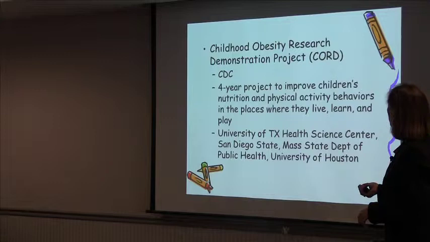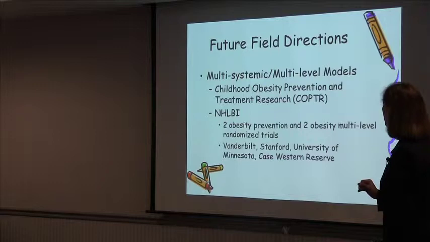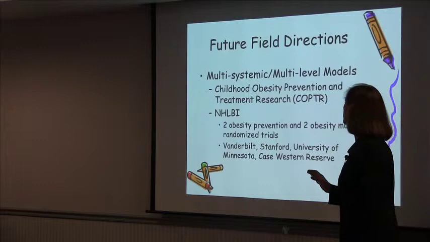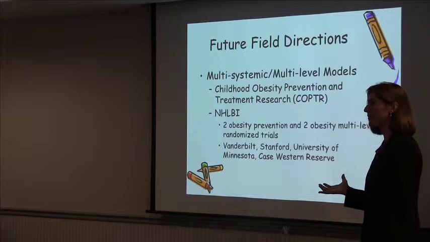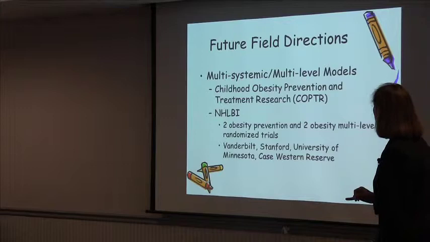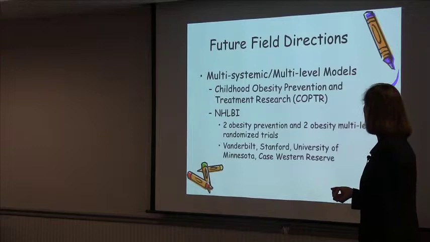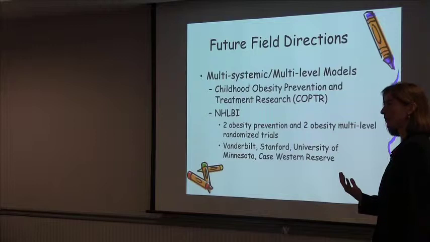So in terms of future field directions, some of the conversations I've had, NHLBI is really sponsoring work in terms of multi-systemic and multi-level models. And they have what are now called the COPTR trials, so childhood obesity prevention and treatment research. So they have two obesity prevention and two obesity multi-level randomized trials being conducted at Vanderbilt, Stanford, the University of Minnesota, and Case Western Reserve. And so these are considered state-of-the-art interventions that they're highly encouraging in terms of future intervention research.